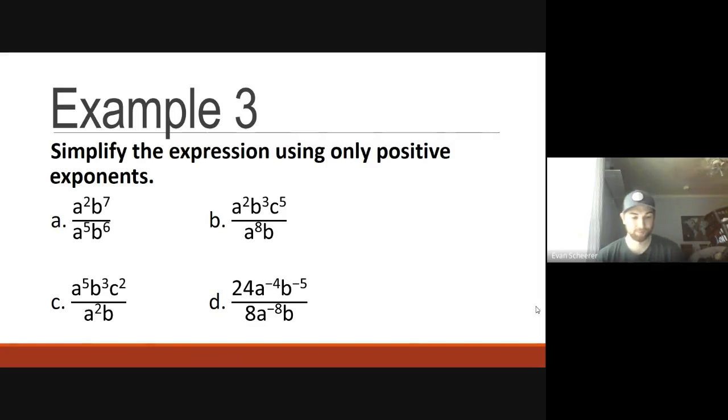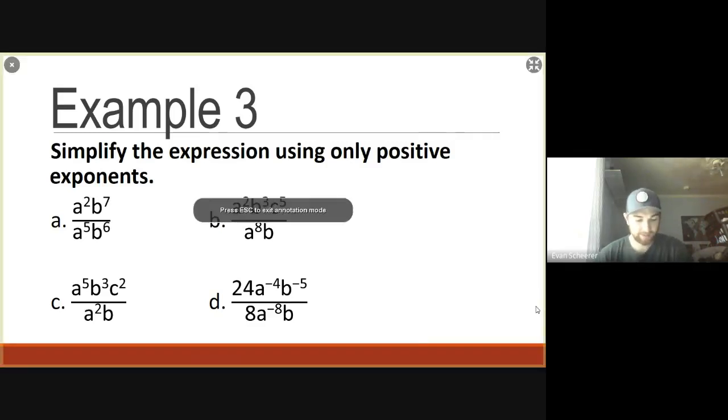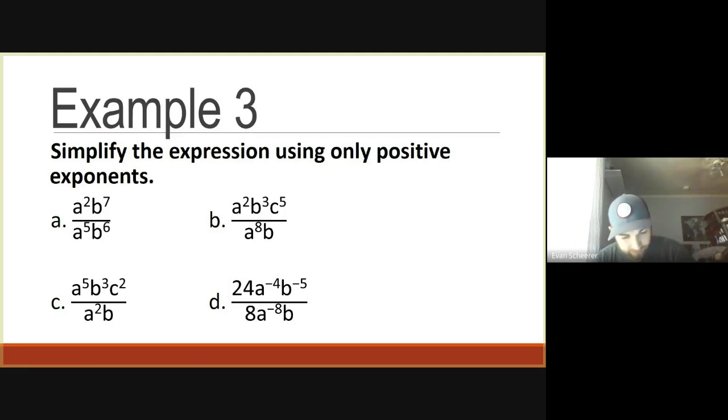All right, let's look at A. I have A to the second power, and I have A to the fifth power. So are there more A's on top or on bottom? There's more A's on bottom, right? So this is A times A, and this is A times A times A times A times A, right? So I cancel two of them out, so there's still three A's on the bottom.